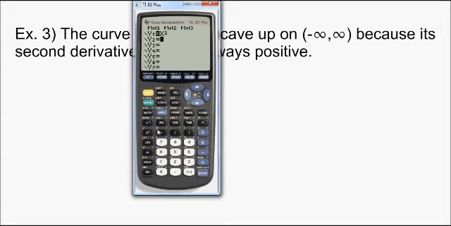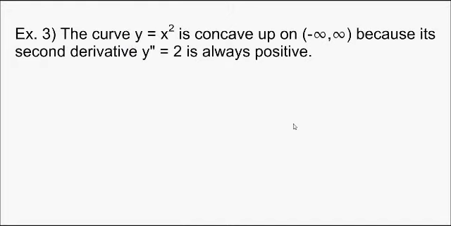So the first derivative of this would be 2x. The second derivative is 2. You see that 2 is always above the x-axis. It's always positive. And that indicates that this function is concave up 100% of the time.